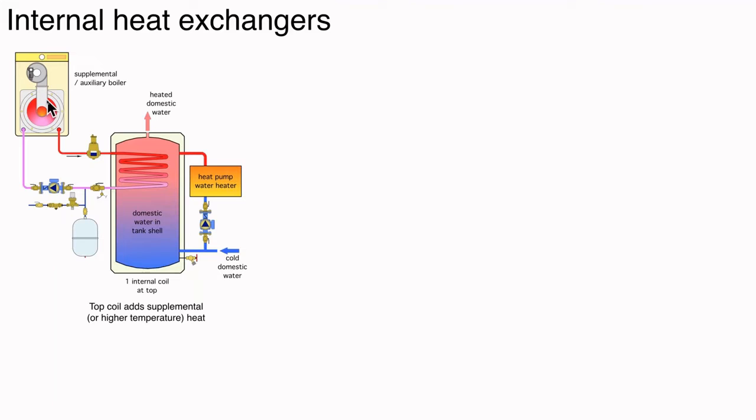So again, the water in the fluid circuit going through the auxiliary boiler is completely separated from the potable water by that internal coil. And we want that coil up at the top because that's where we're going to inject the highest temperature heat. And that is also where the water is going to leave the tank and go off to the load. So we want to make sure the water at that upper portion of the tank is hot enough to meet the requirements of the load.